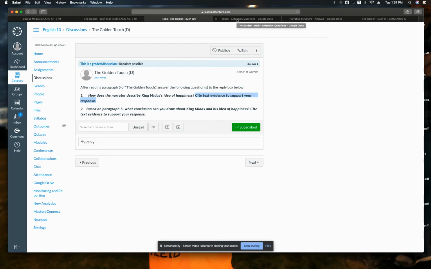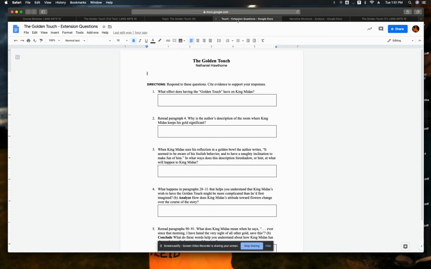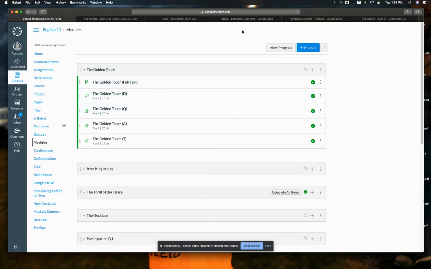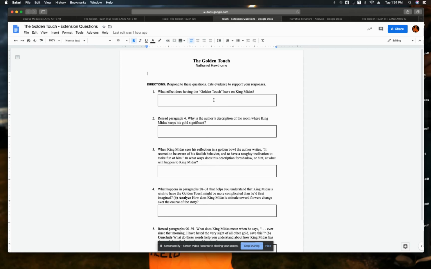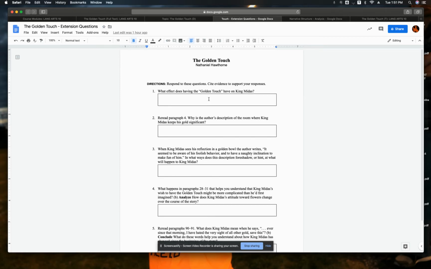Now, then when you get to the next section is the questions. If you look at that, the questions are next, and really, really simple comprehension questions. But I want you to cite evidence to support your answers. Like number 1, what effect does the Golden Touch have on King Midas? Obviously, everything he touches turns to gold. Cite evidence to support that answer.